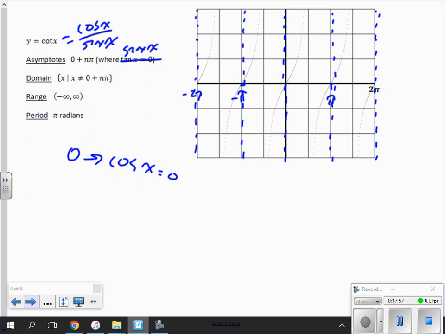So those are my asymptotes. That's where it crosses the x-axis. That's the other place I want to look at, which happens to be everywhere in between. All the odd pi over 2s: 1 pi over 2, 3 pi over 2, 5 pi over 2, going negative, negative pi over 2, negative 3 pi over 2, negative 5 pi over 2. So all of these, my pi over 2s, are where it crosses the x-axis. Yes?